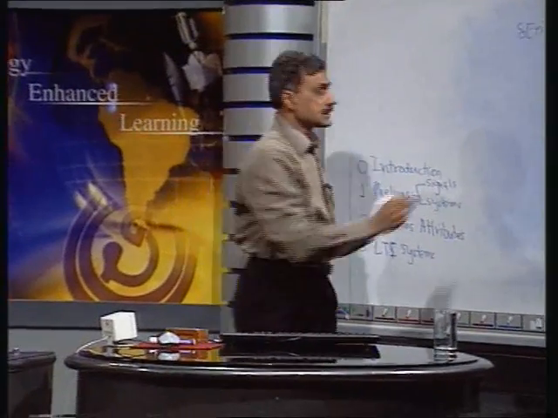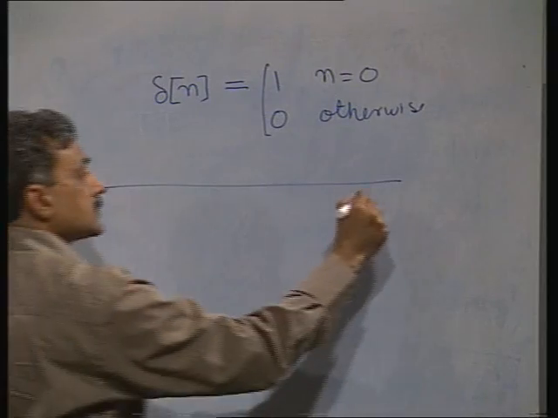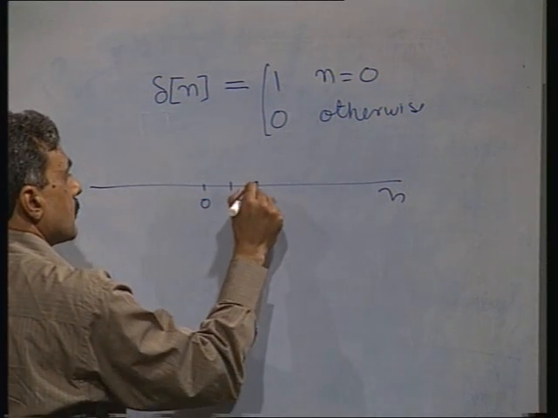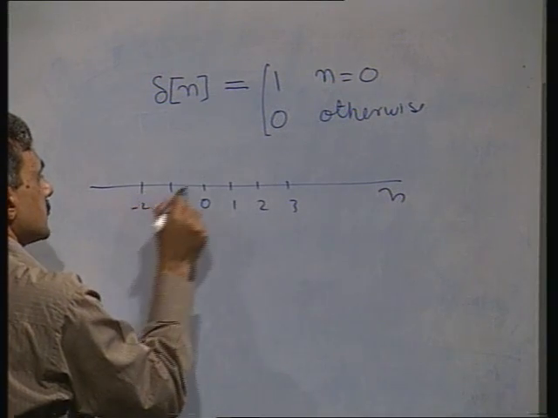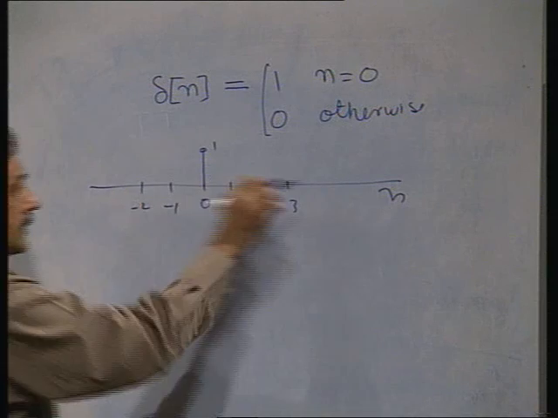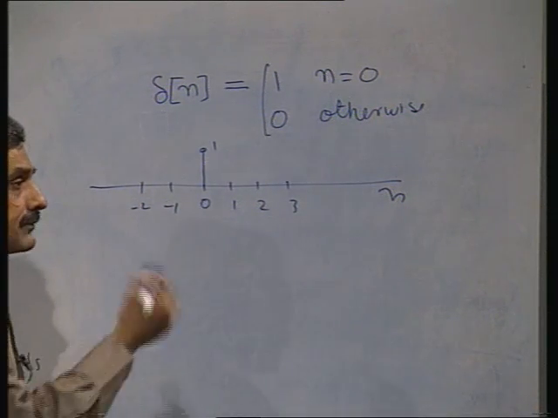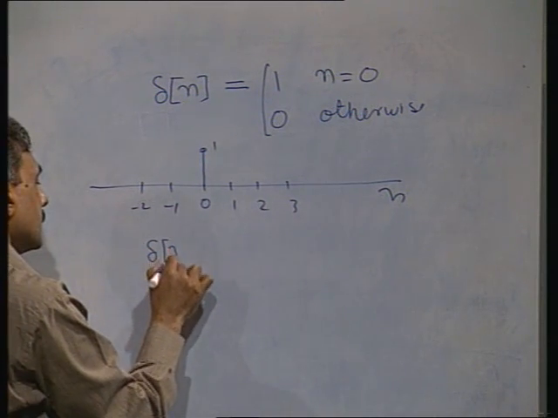If I want to plot this signal, it will look like this. This is my time axis, which is the running index n. This is n equal to 0, n equal to 1, 2, 3, minus 1, minus 2 and so on. At 0 it has value 1 and it is 0 otherwise. This is the delta function.